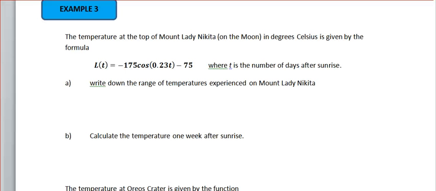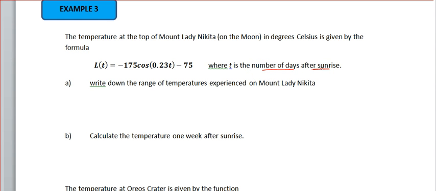Welcome back for example 3. I had a little bit of fun with student names in this question, as you'll see. So let's begin. The temperature at the top of Mount Lady Nikita on the moon in degrees Celsius is given by this cosine function L of t. And take note that t is the number of days after sunrise.